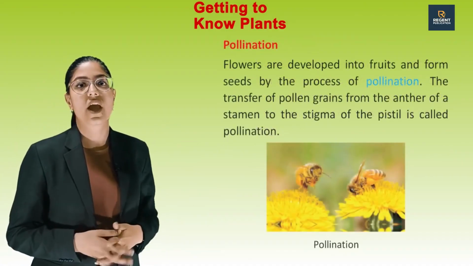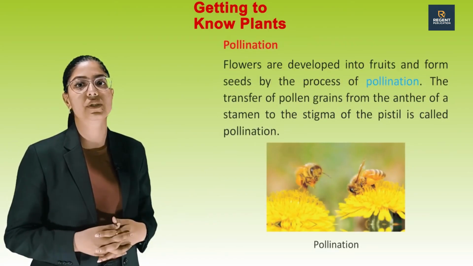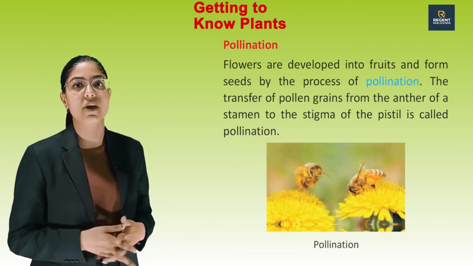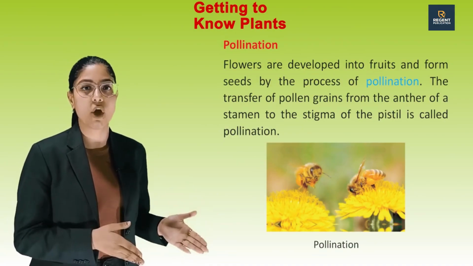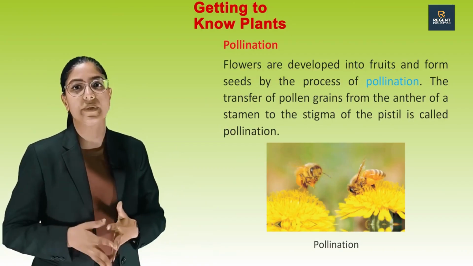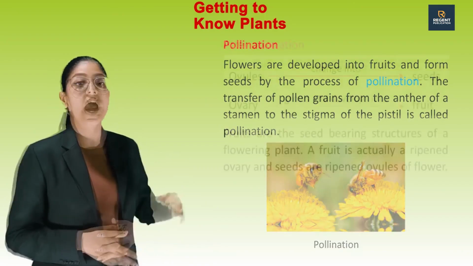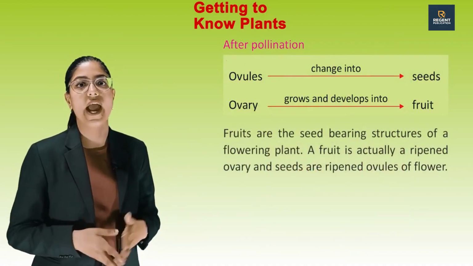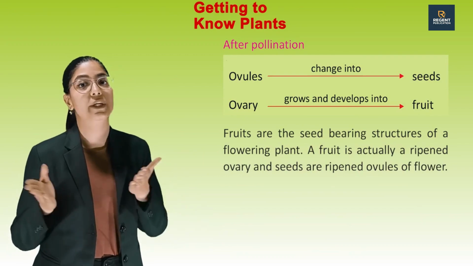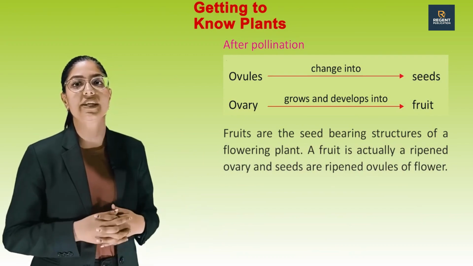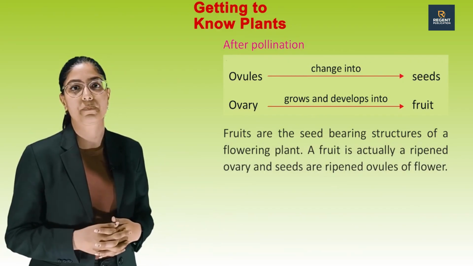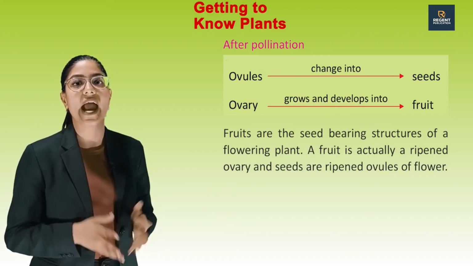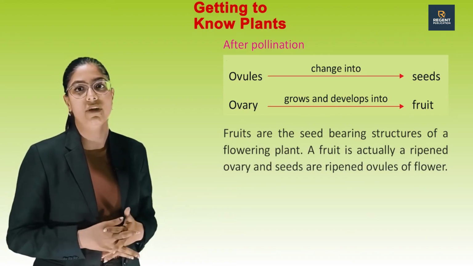Pollination: flowers develop into fruits and form seeds by the process of pollination. The transfer of pollen grains from the anther of a stamen to the stigma of the pistil is called pollination. After pollination, ovules change into seeds, and the ovary grows and develops into fruit. Fruits are the seed-bearing structures of the flowering plant. A fruit is actually a ripened ovary and seeds are ripened ovules of the flower.